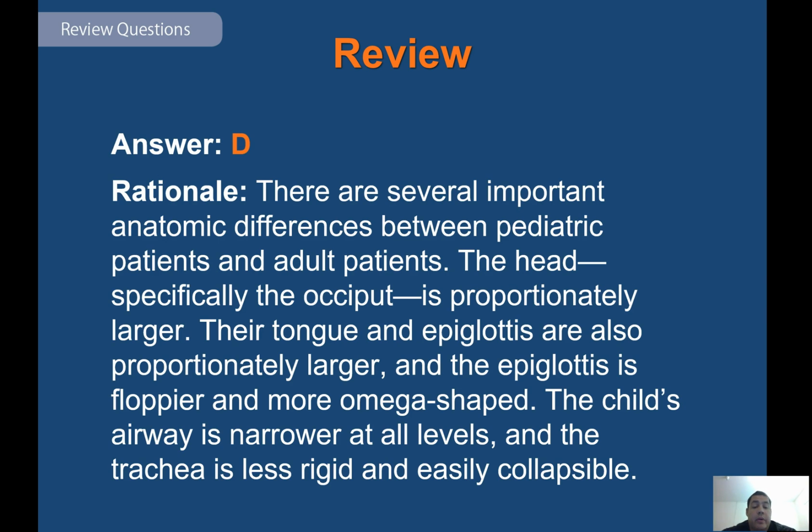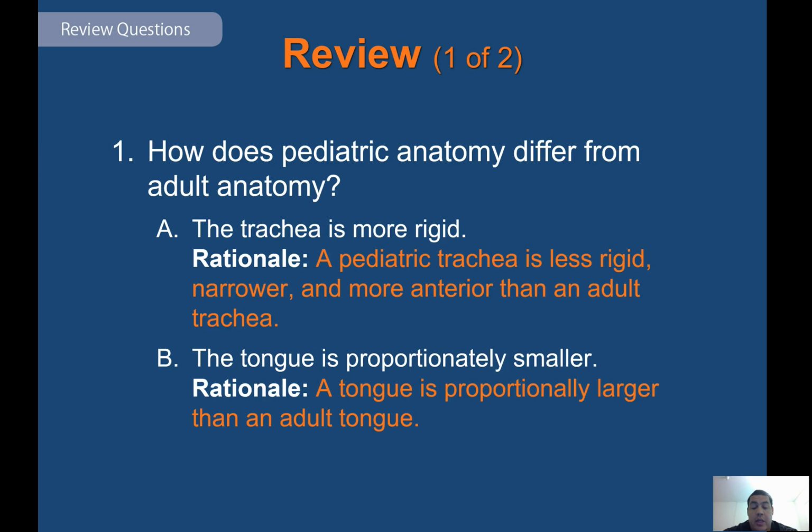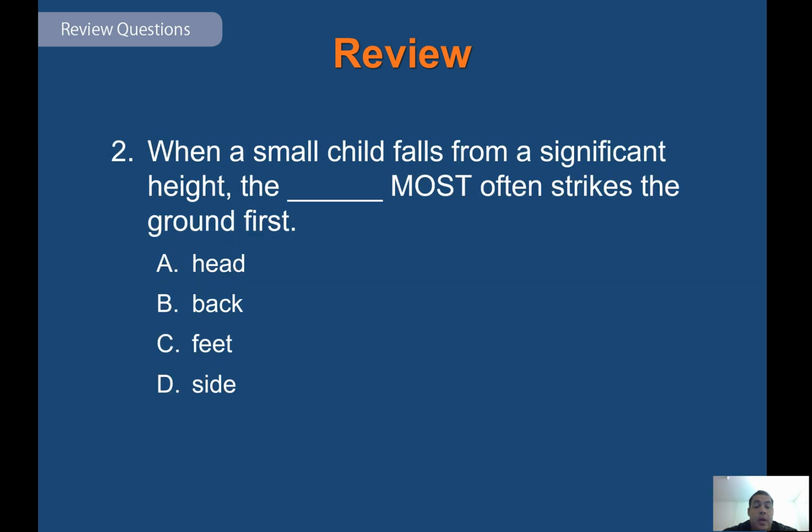So D, there are several important anatomic differences between pediatric patients and adult patients. The head, specifically the occiput, is proportionally larger. Their tongue and epiglottis are also proportionally larger, and the epiglottis is floppier and more omega-shaped. A child's airway is narrower at all levels, and the trachea is less rigid and easily collapsed. When a small child falls from a significant height, the head most often strikes the ground first.